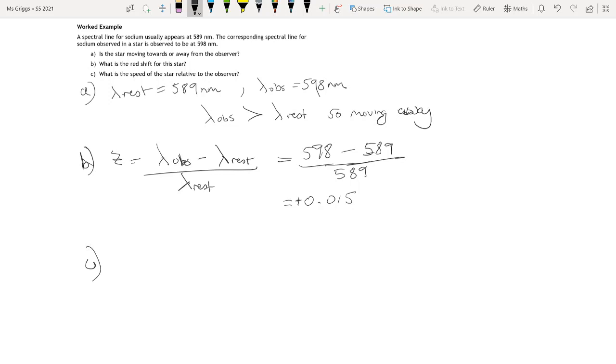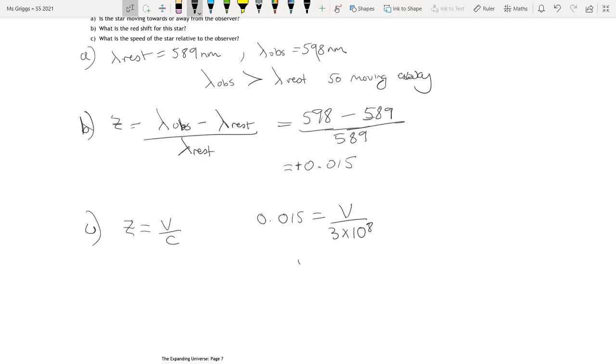Part C, what is the speed of the star relative to the observer? So now we know the redshift, we can then use this equation. So the redshift is 0.015. Speed is what we want to find out, and the speed of light is 3 times 10 to the 8. So the speed is going to be 0.015 times 3 times 10 to the 8, which comes to 4.6 if you put it into your calculator, times 10 to the 6 meters per second.